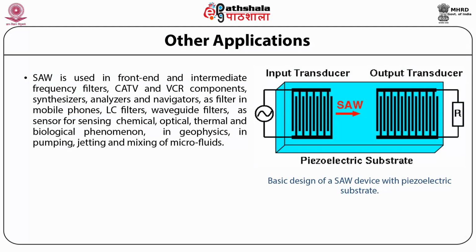SAW is used in the front end and intermediate frequency filters, CATV and VCR components, synthesizers, analyzers, and navigators, as filters in mobile phones, and there are various other applications like LC filters, waveguide filters, and as a sensor for sensing chemical, optical, thermal, and biological molecules.